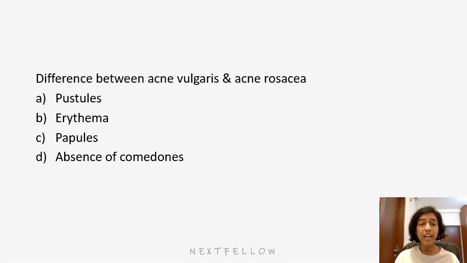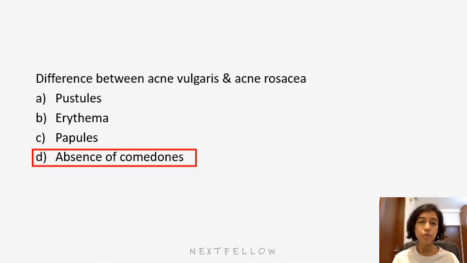So the difference between acne vulgaris and acne rosacea, this is important, is pustules, erythema, papules, or absence of comedones. The answer here is absence of comedones. That means in acne vulgaris, you classically have comedones, whereas in acne rosacea, classically, there is an absence of comedones. There will be erythema, there can be pustules and papules, of course, but there will not be any comedones. It's not primarily acne vulgaris.